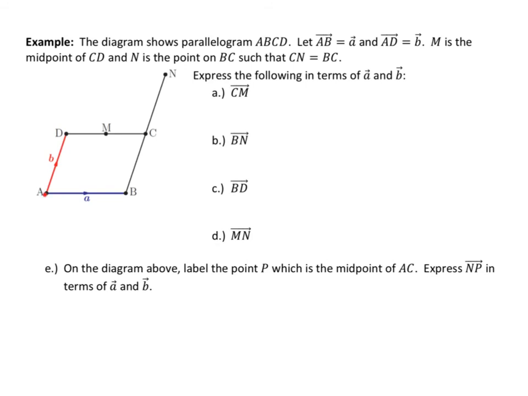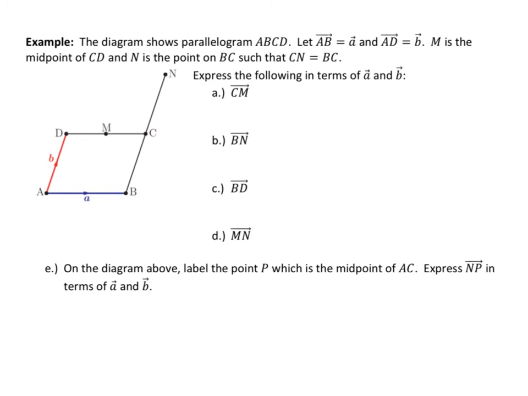So AB is going to be the vector little a, and AD is going to be the vector little b. M is the midpoint of CD, and N is a point on BC such that CN is the same length as BC. Okay, so that's sort of all of our setup.